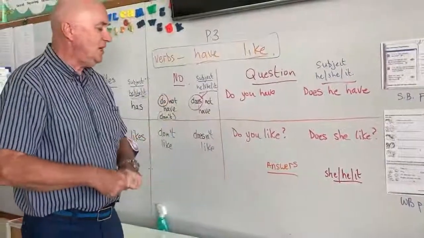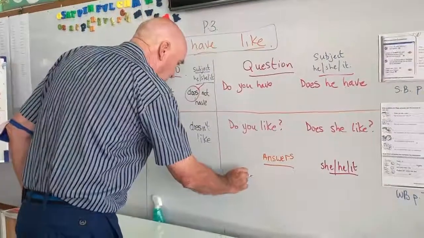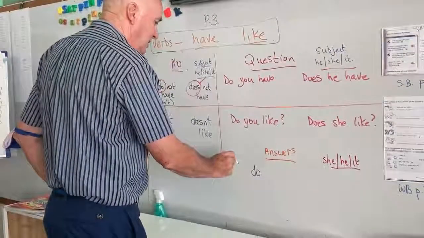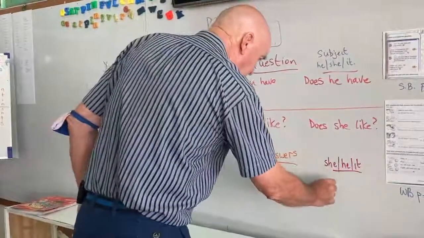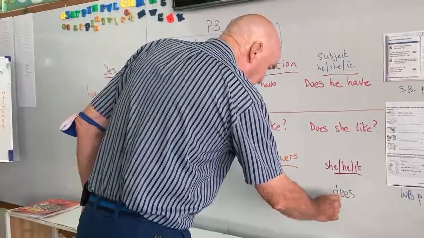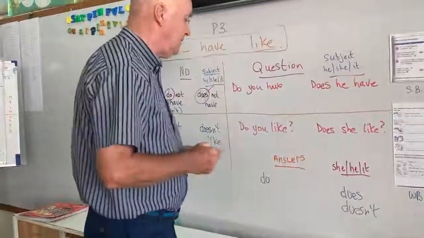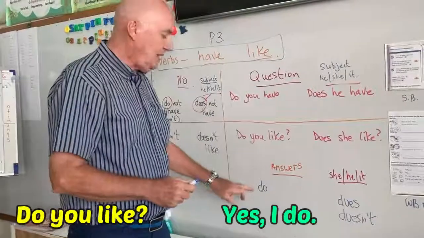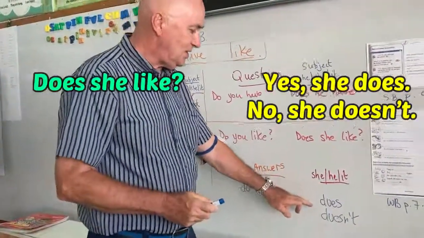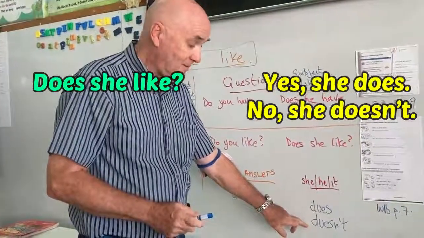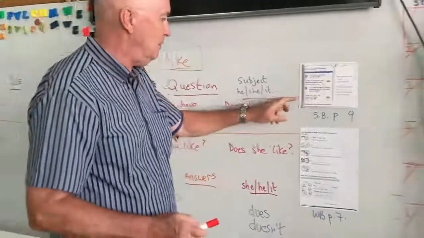And if the questions are here, what will the answers be? Do you have? The answer is always going to be do, if it's yes, or do not if it's no. But if it's he, she, or it, the answer is going to be does or doesn't. Okay? Do you like? Yes, I do. Does she like? Yes, she does. No, she doesn't. So that's what we're going to try and do today. So let's have a look over here.